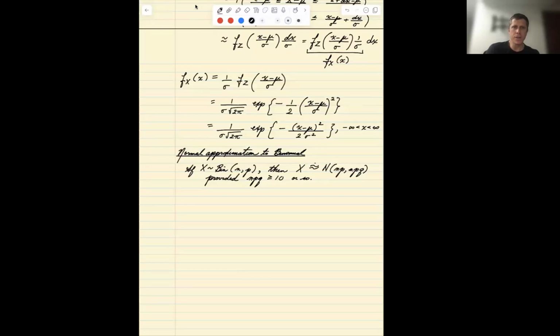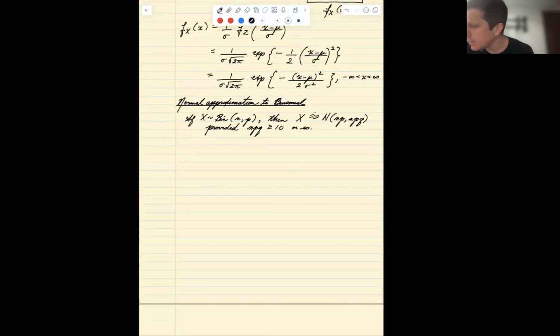So the normal approximation to the binomial says that, just remember that in the normal family, mu is the expectation, sigma squared is the variance, okay?